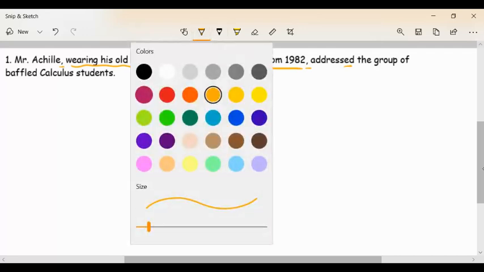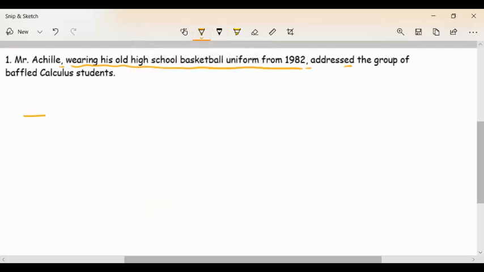So let's start there. I meant to turn it to black, but it turned orange. I'm just going to go with it anyway. All right, so here's Mr. Killy. I'm going to do Mr. A, if you're okay with that. My verb all the way over here is addressed. And my direct object is group.